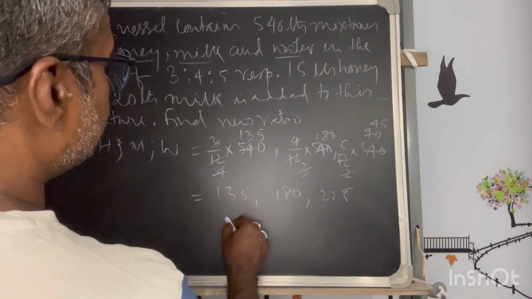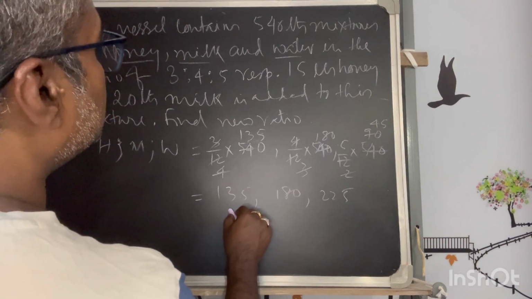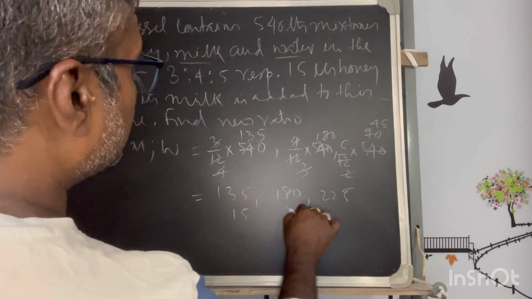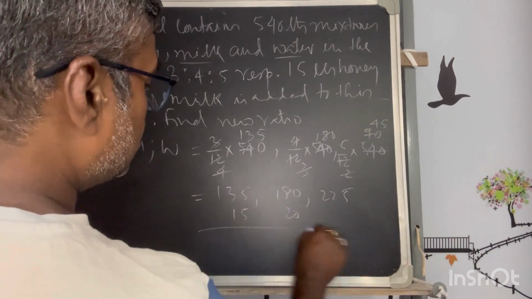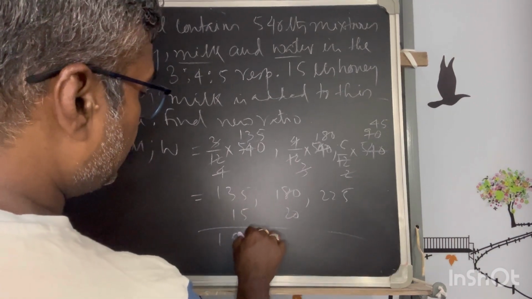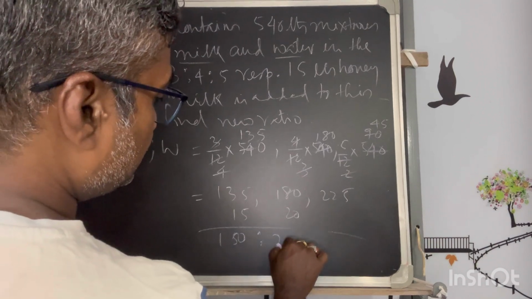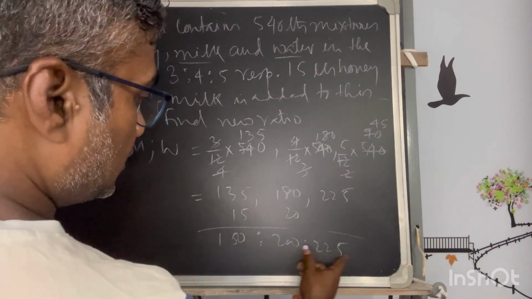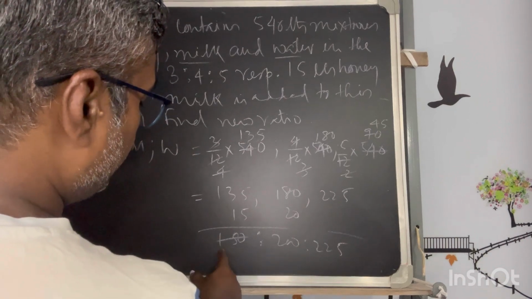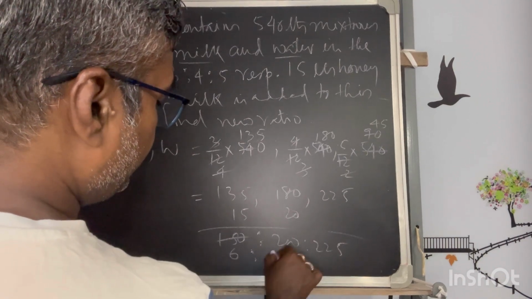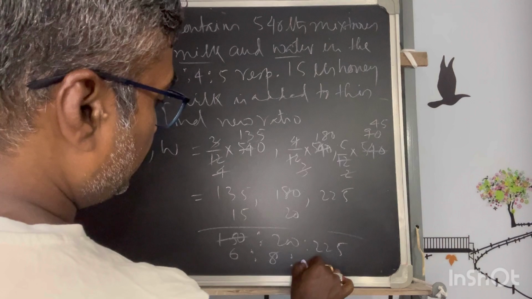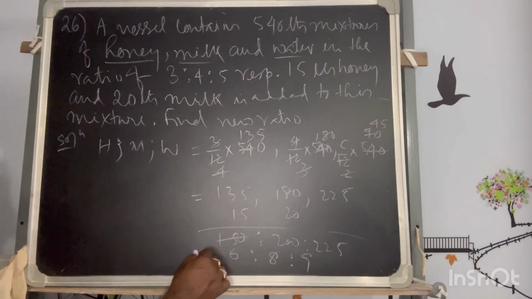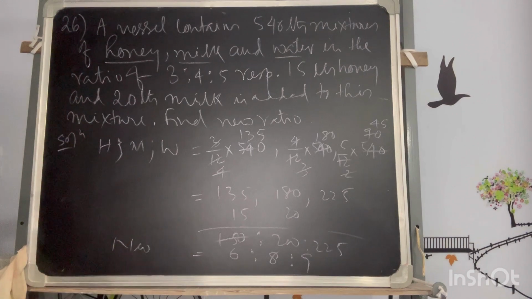Now this has been added with 15 liters of honey and 20 liters of milk. Water is not added. So your new ratio will be 150 is to 200 and 225. Now you can reduce it. So all are multiples of 25. So 25 times 6, 25 times 8, 25 times 9. So this cannot be further reduced. So this will be the new ratio. Understand? Okay.